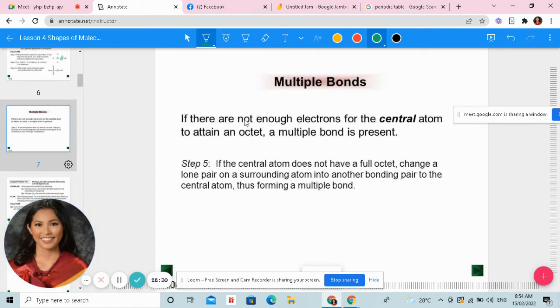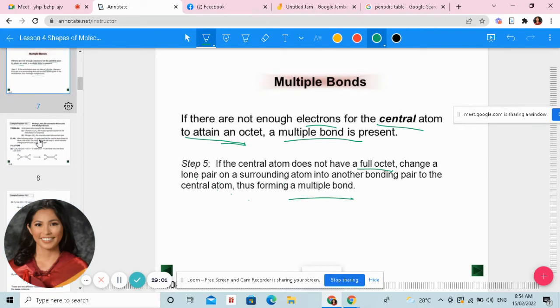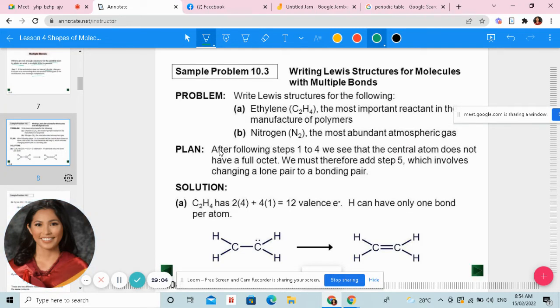So, if there are not enough electrons for the central atom to attain an octet, a multiple bond is present. If there are still unpaired electrons, then we can have multiple bonds. If the central atom does not have a full octet, change a lone pair on a surrounding atom into another bonding pair to the central atom, thus forming a multiple bond.